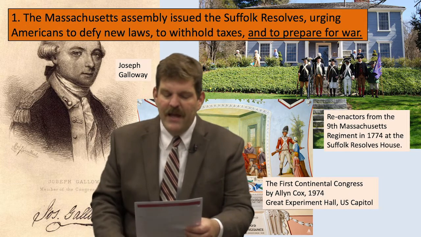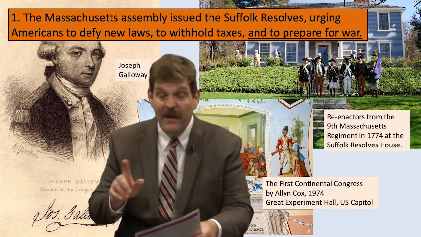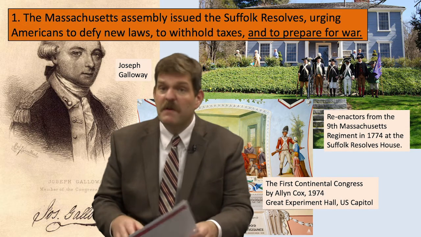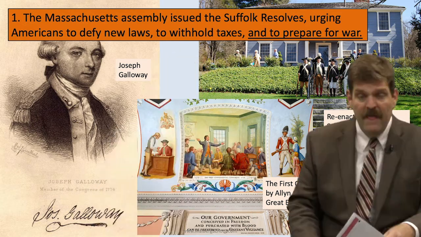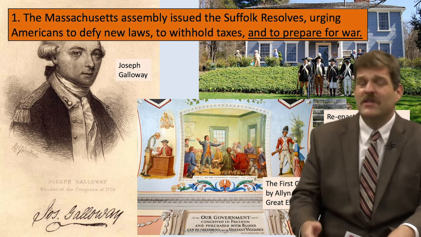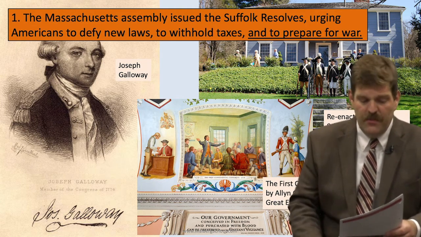The Galloway plan almost passed, actually. It failed by a single vote, and it was seen by really just a bare majority as being too conciliatory. They said, no, that's giving too much power to the king, it's giving too much power to England, and the laws they want to foist on us are just intolerable.